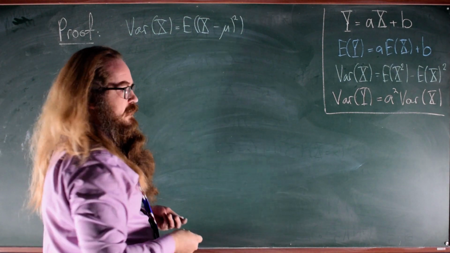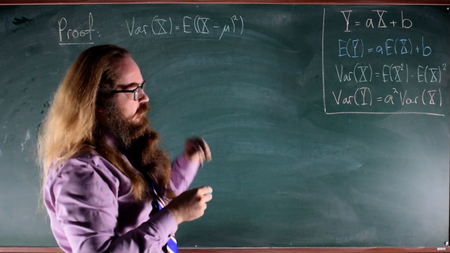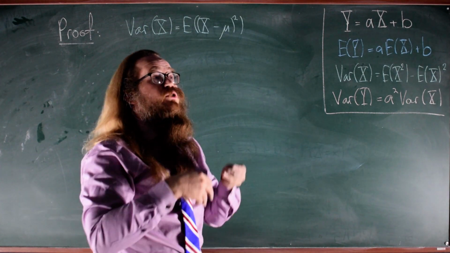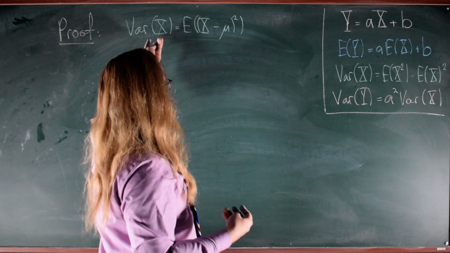Because that is kind of the definition of the variance. You take the average squared distance from the mean. That is exactly what the variance is.